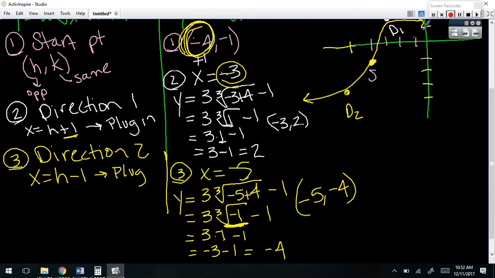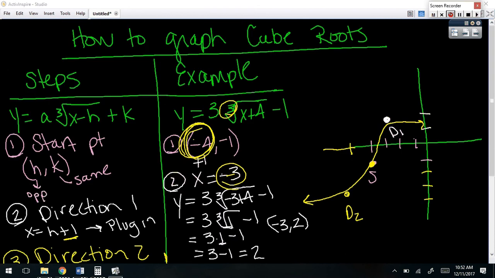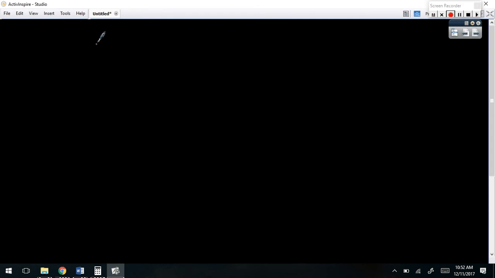Let's do one more example before I give you your... I'll give you a second to catch up. Let's do, and I'm gonna put it in function notation.